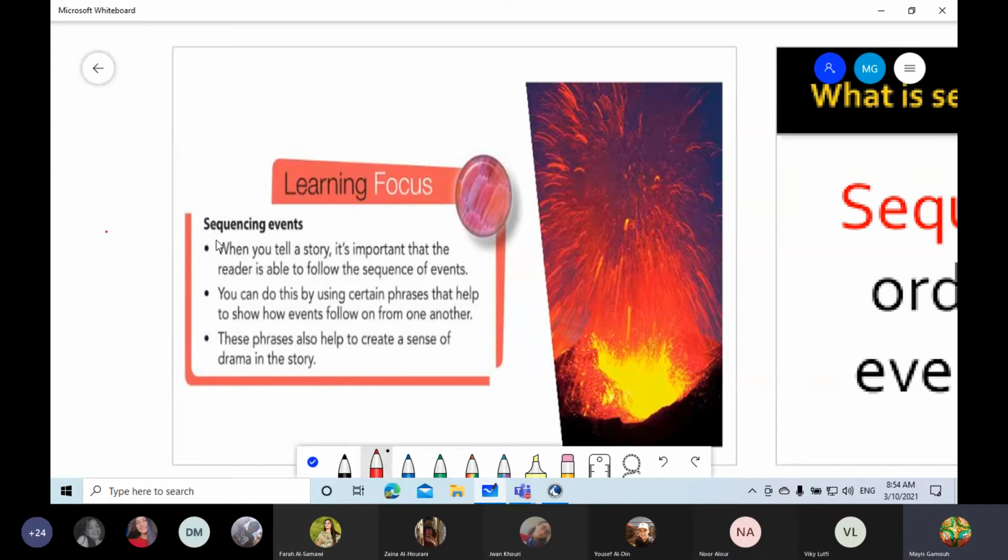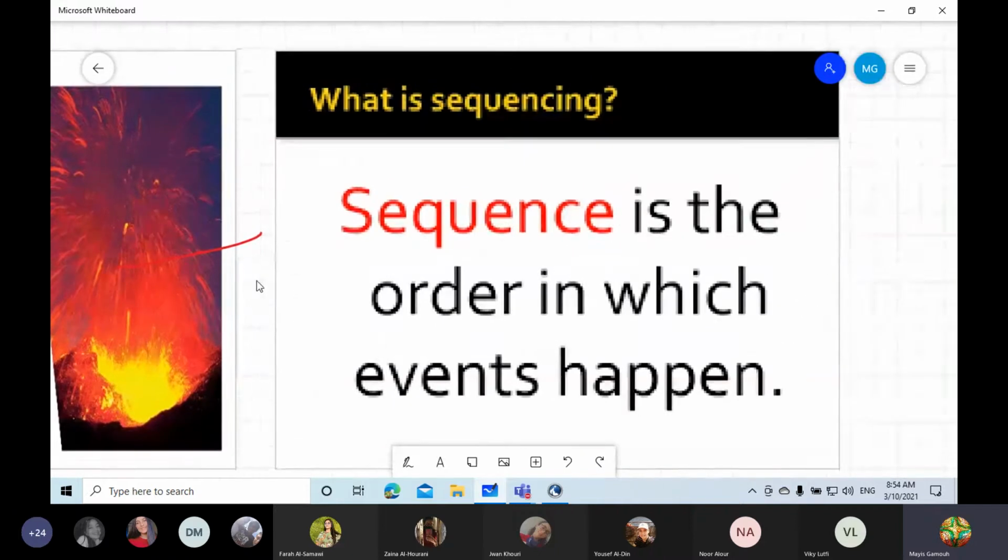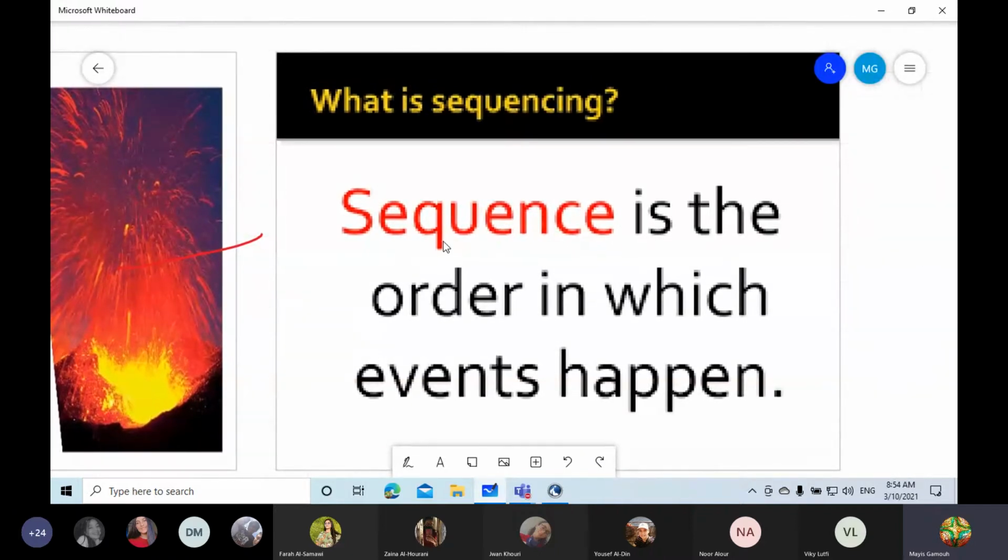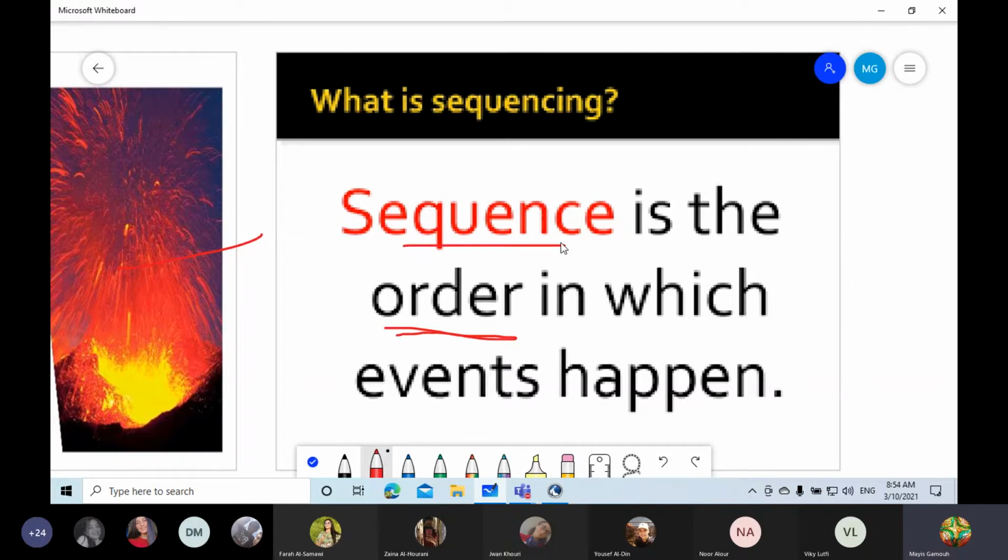Sequencing events. What do I mean by the word sequence? What is sequencing? Sequence is the order in which events happen. So it is about order. If I say I want the events of the story to be told in a certain sequence, I mean the order in which events happen.